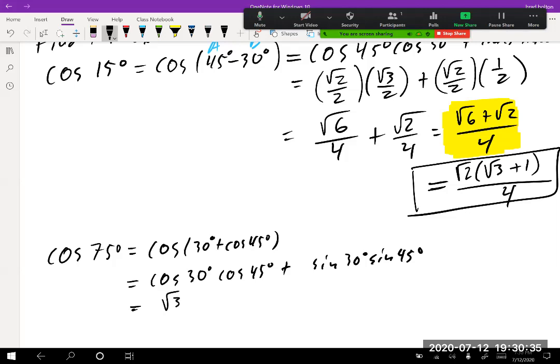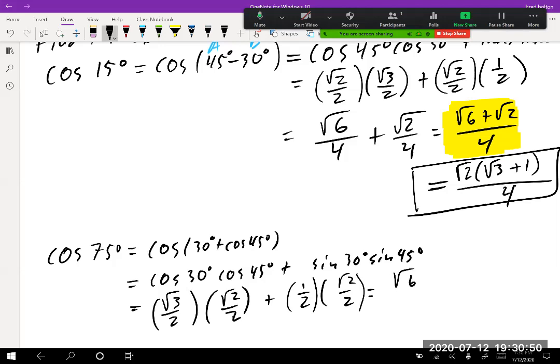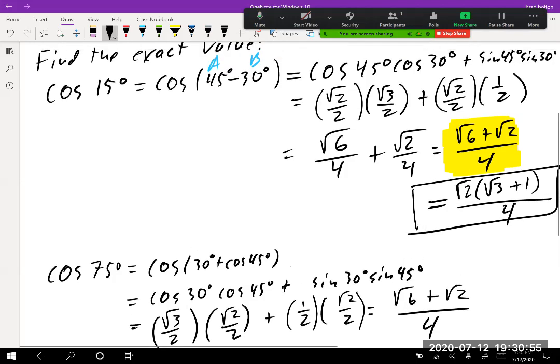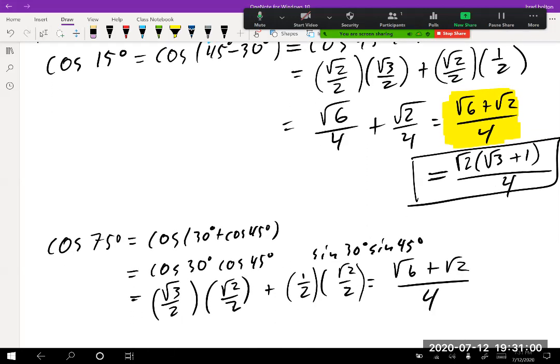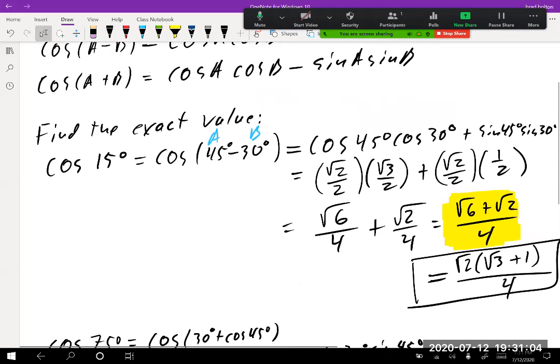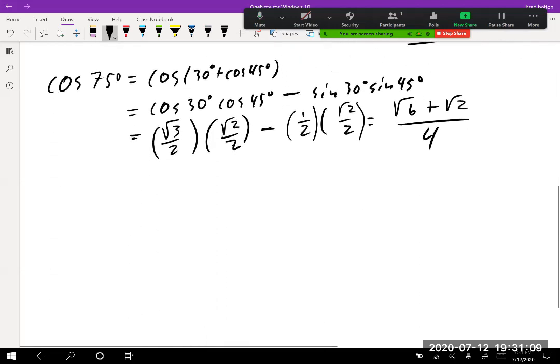This will become square root 3 over 2, this will become square root 2 over 2, but now it'll just be a plus. This will become 1/2 times square root 2 over 2. So we should get the same exact answer, I believe. We'll get square root of 6 plus square root of 2 all over 4. Oh, I'm sorry. Because this is a plus, that means I have to use a minus in the middle. That's why I was wondering why it was wrong. So you notice in the formula, when you have a plus sign, you have to use a minus. Just keep that in mind for the cosine ones, okay?